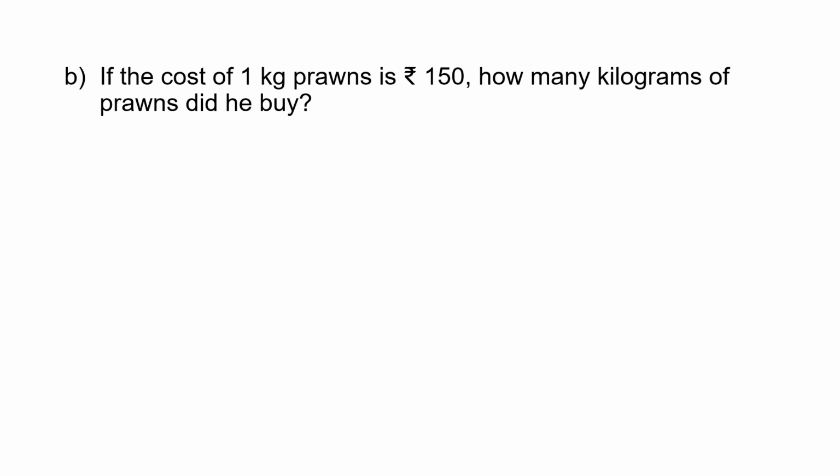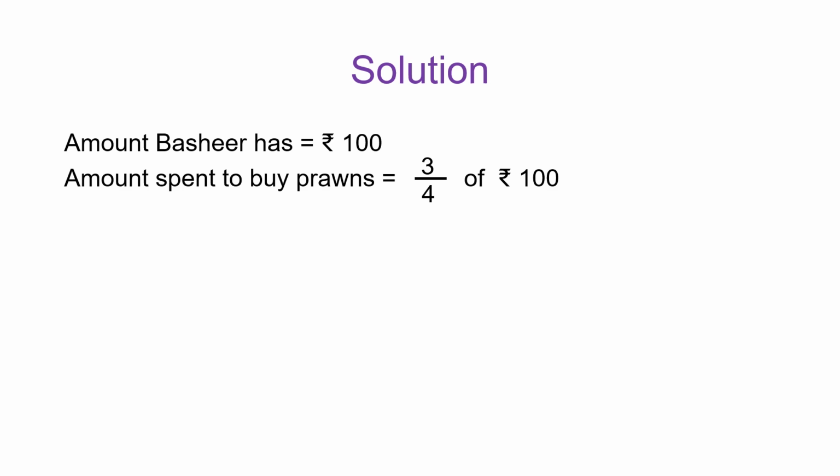Let us solve the B bit. If the cost of 1 kg prawns is 150 rupees, how many kilograms of prawns did he buy? Amount Bashir has: 100 rupees. Amount spent to buy prawns: 3/4 of 100 rupees. That is 3/4 multiplied by 100. Now multiply the numerators: 3 multiplied by 100, divided by 4. That equals 300 by 4. Divide 300 by 4. We get 75 rupees.